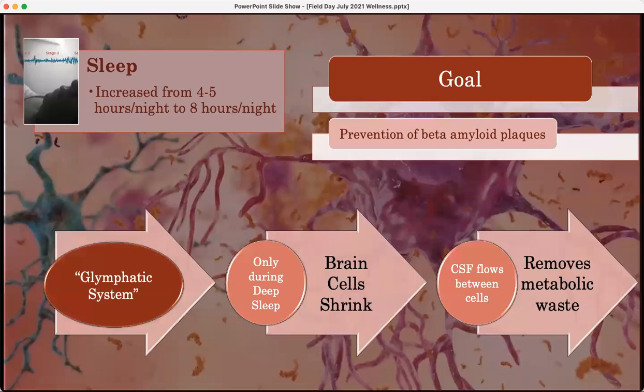So it's only during deep sleep, the sleep cycle where you're very deeply asleep, and it's scattered throughout your sleep. So if you shorten your sleep time, you may miss some of those times when your lymphatic system would be working. So the brain cells shrink, the CSF flows between cells, and the metabolic waste is removed.